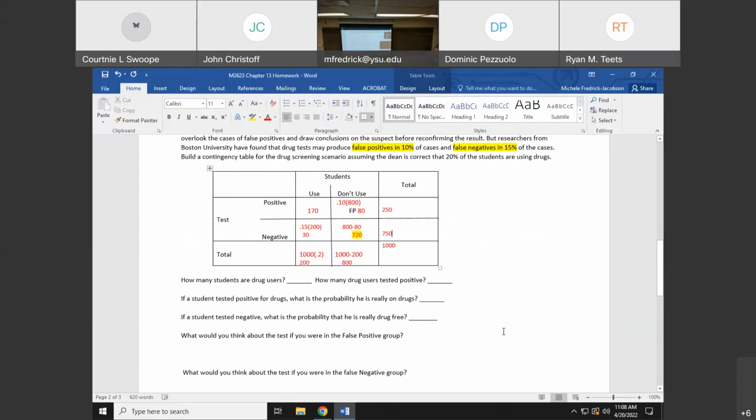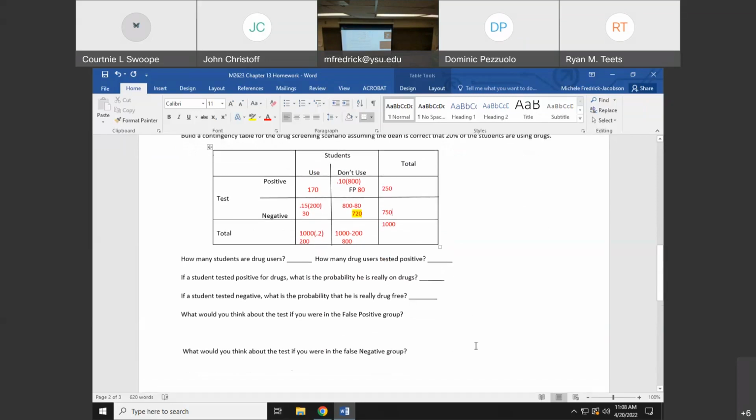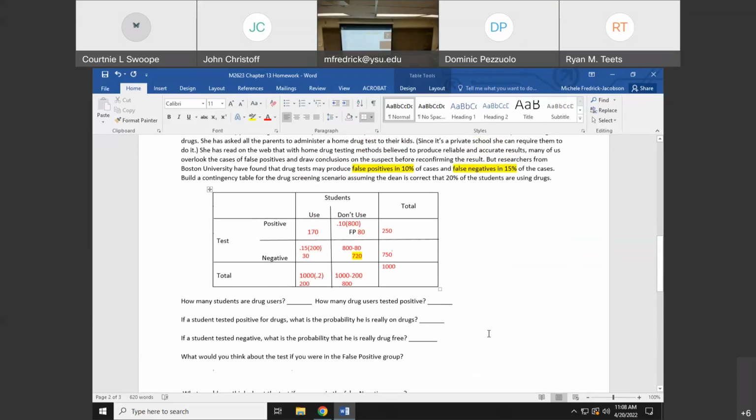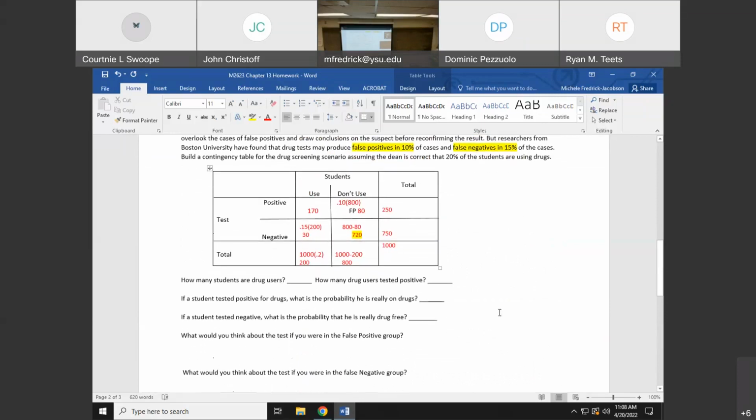Okay, go ahead and find the proper probabilities. I thought there was another one. And the last two are paragraphs that you would write.